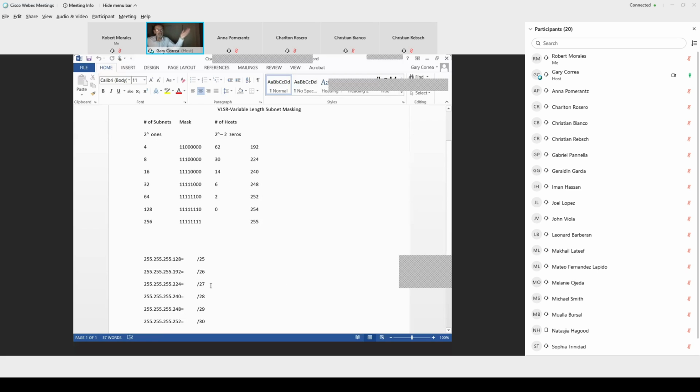Well, wait, what do you mean? How many subnets? You'd have to know that /27 is equal to 3 extra ones. And the 3 extra ones is /224. And the 224 with 3 ones gives you up to 8 subnets.